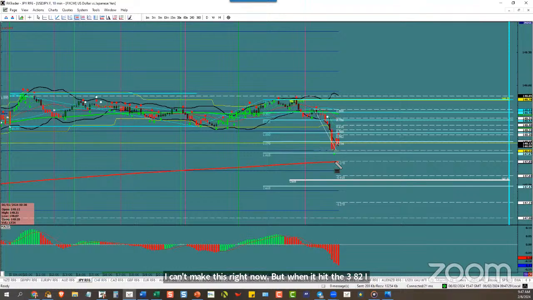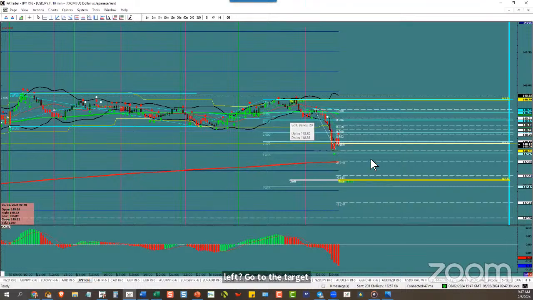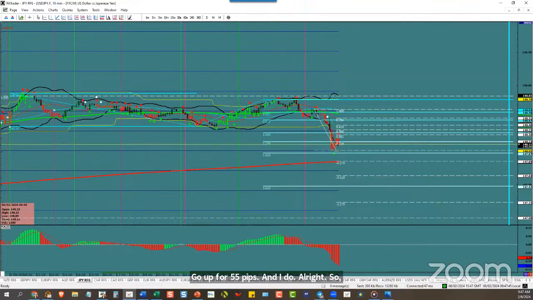Now, you got trade 2 in here, right down here. If you're going to trade it, do I have 55 pips left? Go to the target, go up for 55 pips. And I do. So, didn't want to do that. Find that target again.